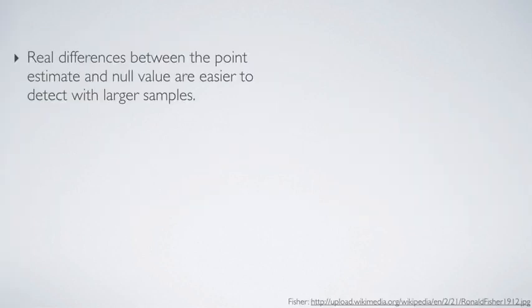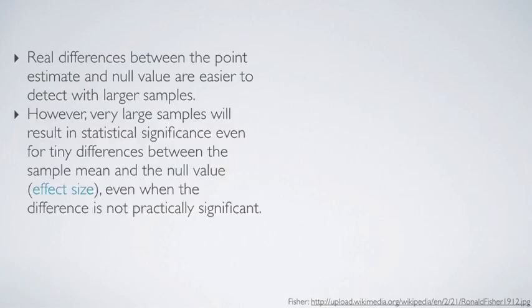So to summarize, real differences between the point estimate and the null value are easier to detect with larger samples. However, very large samples will result in statistical significance even for tiny differences between the sample mean and the null value, or our effect size, even when the difference is not practically significant.